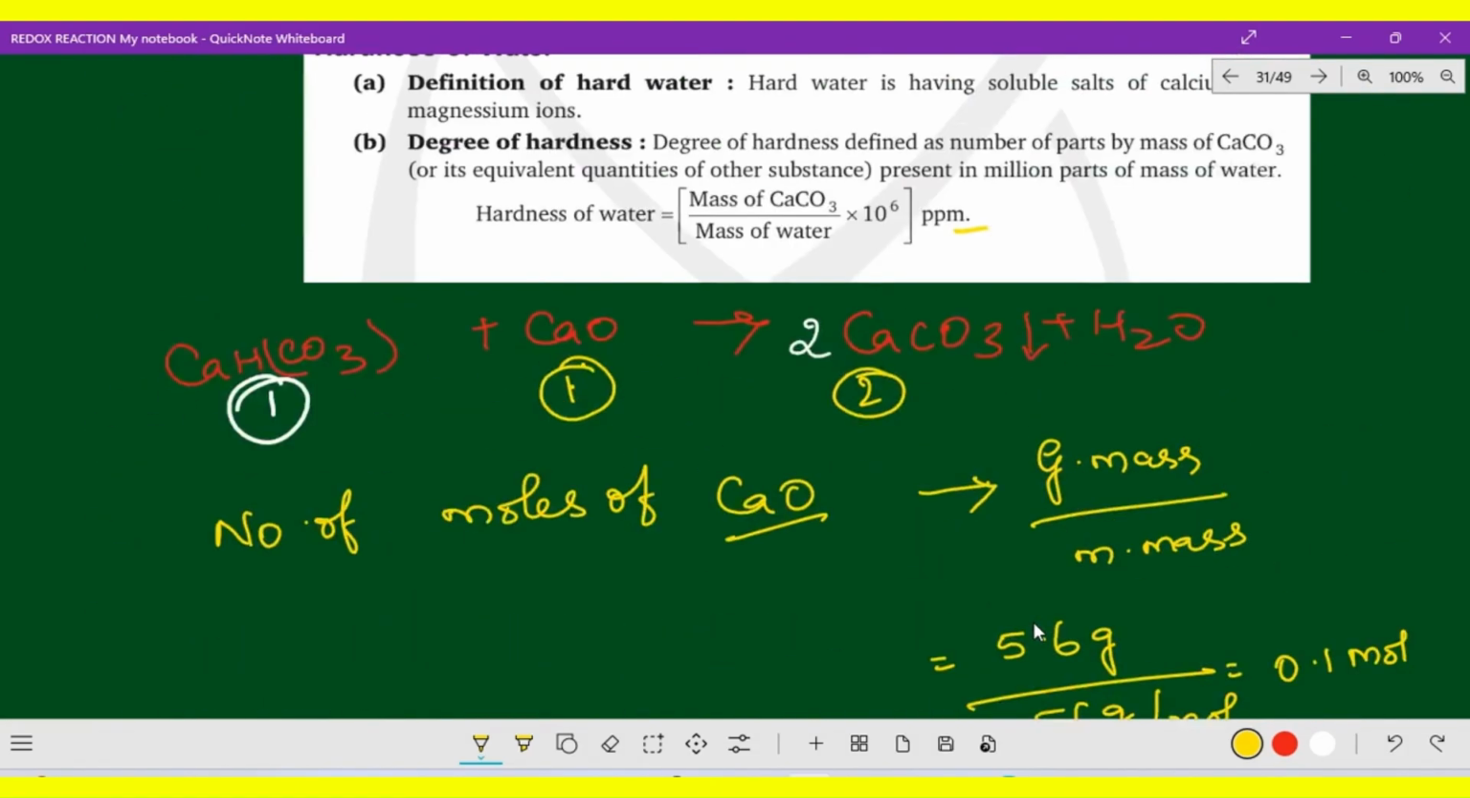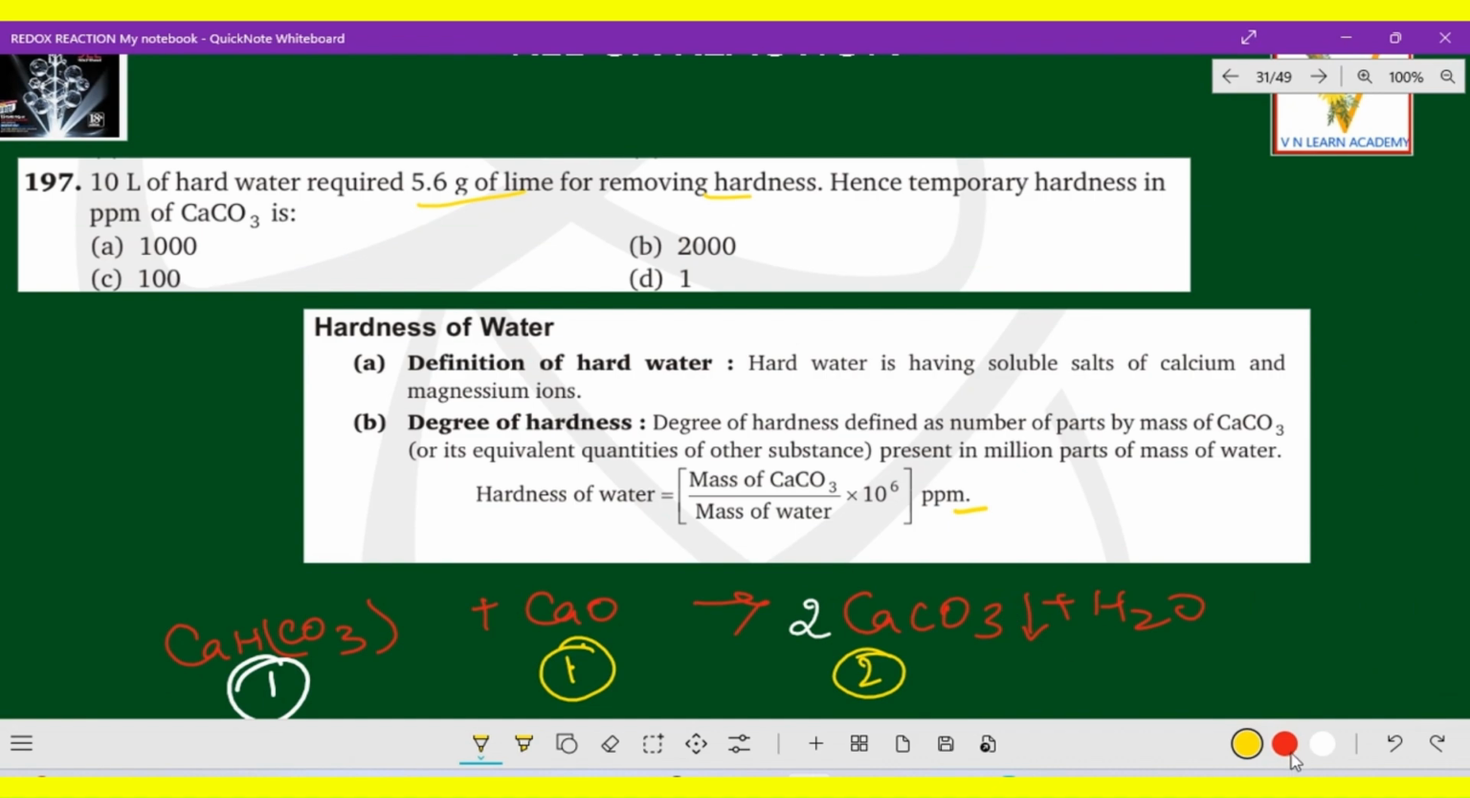I hope you got a very good clarity about this question. Come on, let's go to the next question. What is the option? Option B, it is 2000. So the answer is B, 2000.